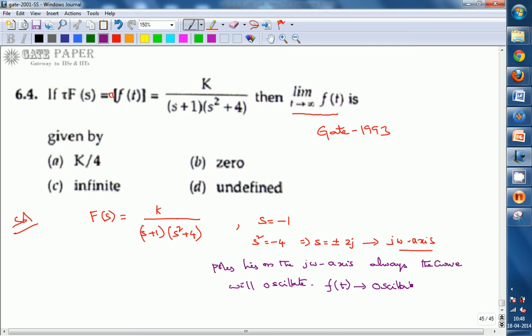Now, an oscillating function is one that varies from some maximum value to a minimum value. So throughout this time, f(t) will oscillate between the maximum and minimum value, so we can't define the steady state value for that f(t).